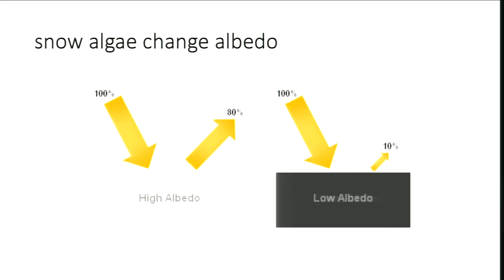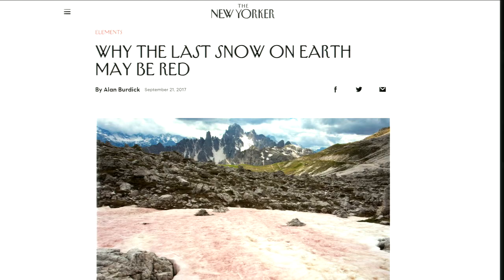And so this article was written a couple years ago in the New Yorker, and it has a kind of exciting title, Why the Last Snow on Earth May Be Red, because there's been a number of studies that have come out just in the past couple of years that have quantified the degree to which algae can change the albedo of the snow. And when algae are blooming, when they're present in their bright red, they can increase the rate of snow melt by up to 20%, which is a pretty big deal, especially for glaciers, which are already threatened because of warming climate.